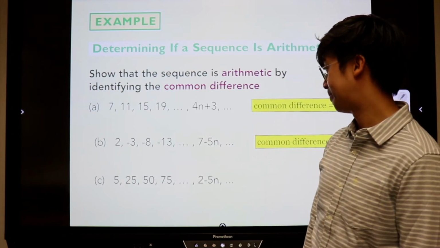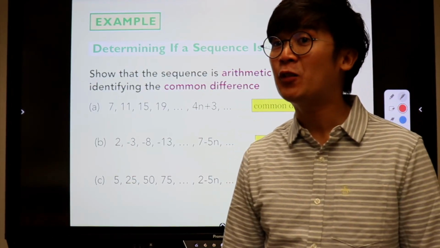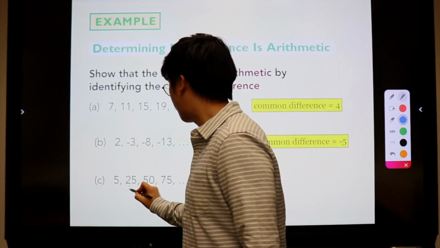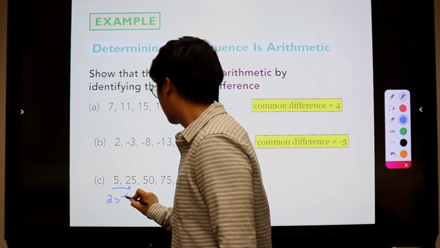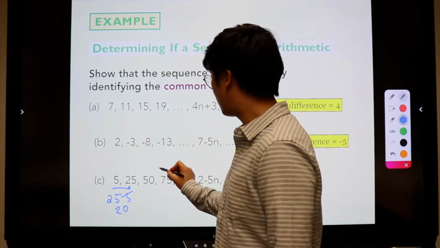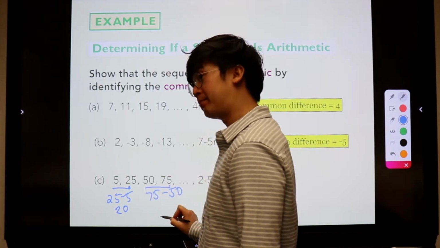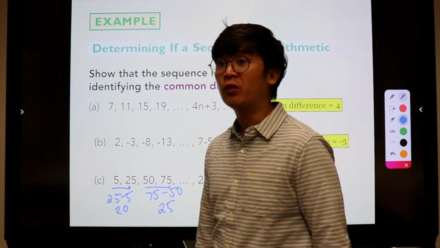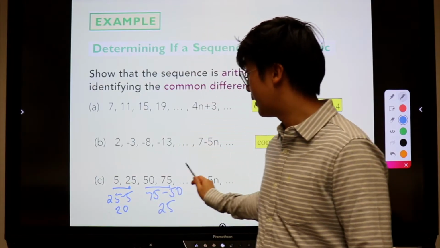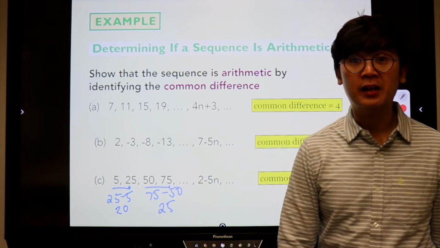Okay, let's solve this. Step 1, is this an arithmetic sequence? Yes or no? And if you don't know, verify it. What's 25 minus 5? 20. And now we will verify it with 75 and 50. What's 75 minus 50? 25. So you already violated the rule because there's no common difference. So, is letter C an arithmetic sequence then? No, because the common difference does not exist.